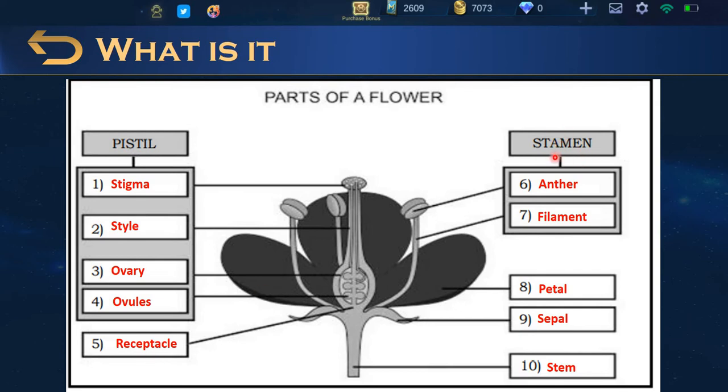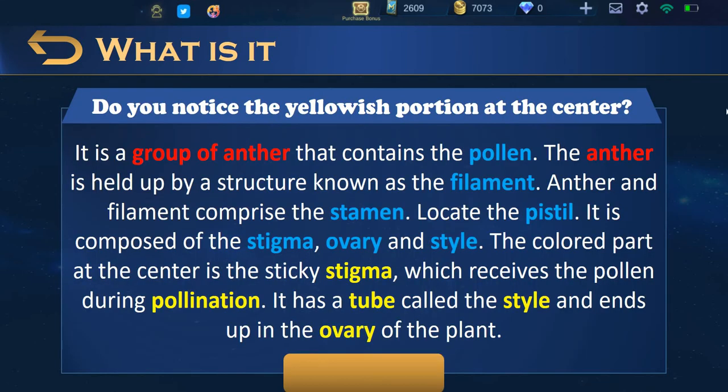Let's talk about the stamen. Stamen is composed of the anther here, and the tube beside the anther is the filament. And this is called the petal, and this is the sepal. And don't forget the stem that holds the flower. Without further ado, let's move on with the next slide.